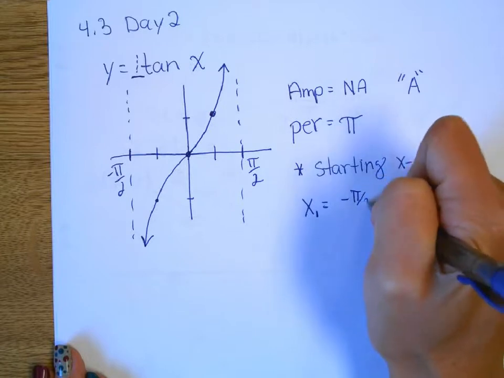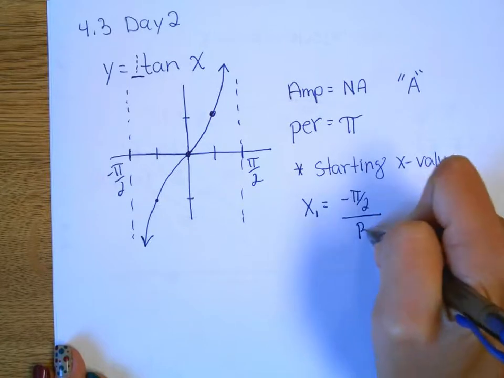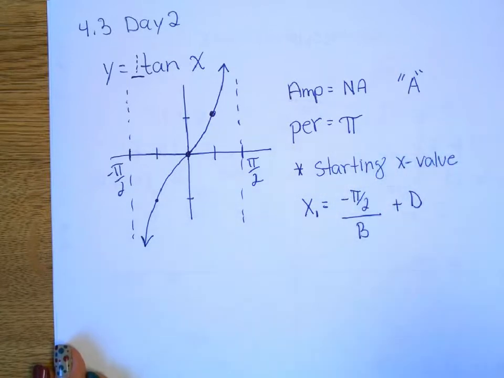Negative pi over 2 divided by b plus the d.